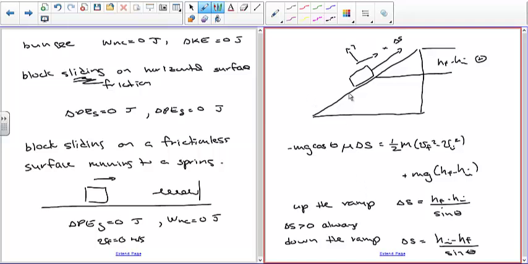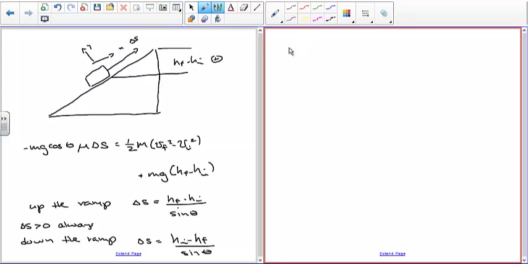You could also have this sliding down, but without friction. So the same situation as we just talked about, except that it's frictionless. So what happens? Well, let's say I start at rest and I let it slide down.